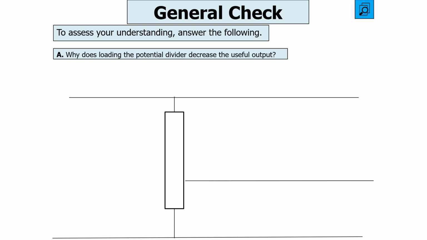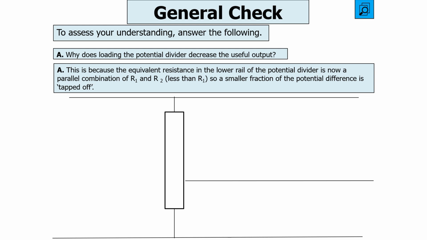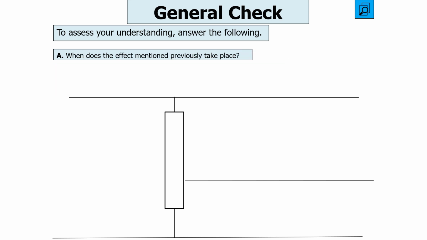The next question says, why does loading the potential divider decrease the useful output? So pause the video now, then unpause the video when you want to go through your answer. Well, it's because the equivalent resistance in the lower rail or useful rail of a potential divider is now a parallel combination of R1 and R2. So it'll be less than what it was before you placed the other device in parallel. So therefore, there's a smaller value of resistance, so a smaller fraction of the potential difference is now tapped off by the useful outputs.